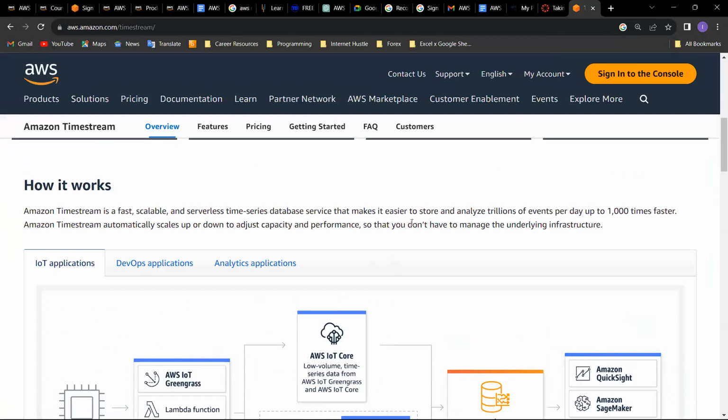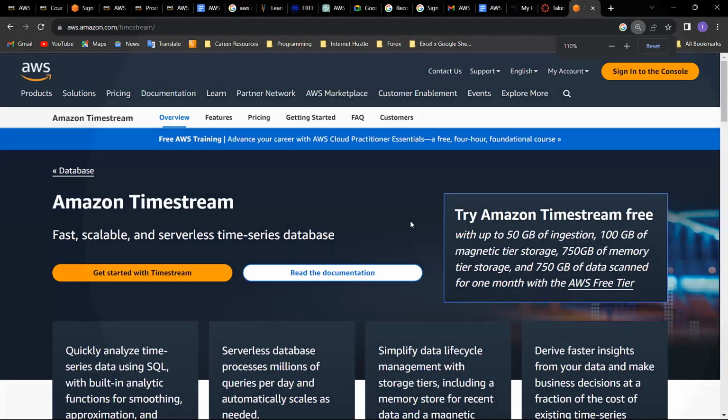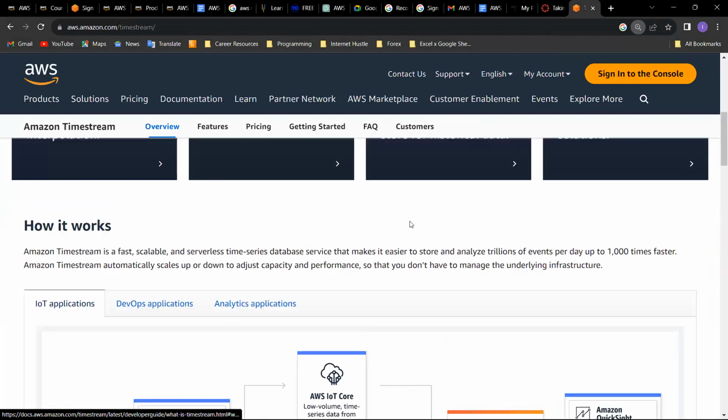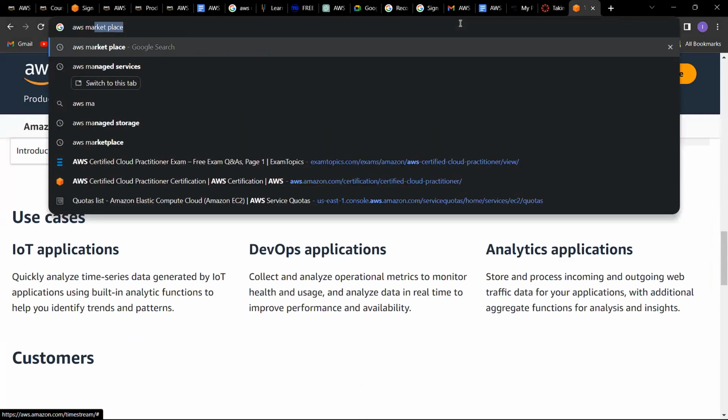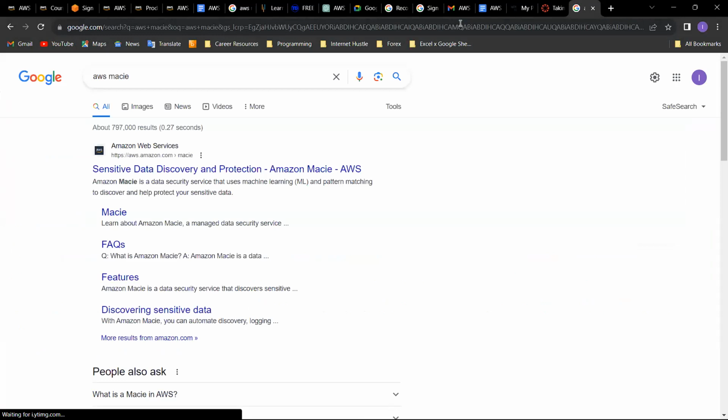But this one too. Okay, so let me look at use cases, because sometimes they bring use cases. So for IoT applications, DevOps applications, and then analytics applications. So for big data. Yeah. So Macie is for sensitive data discovery and protection.